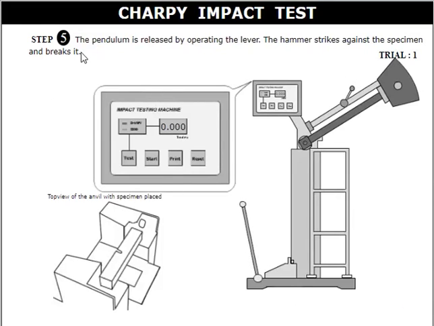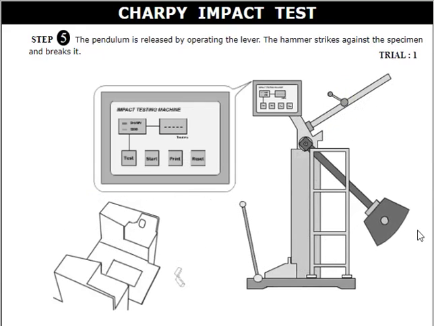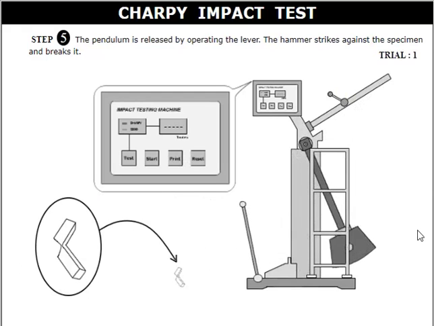The next step is that the pendulum is released by operating the lever. The hammer strikes against the specimen and breaks it. You can observe here the position of the sample, and when we release the pendulum by using this lever, it will strike at this point opposite to the notch and break the sample, and we can measure the striking energy on the screen. Once we release the pendulum, we will get the striking energy.